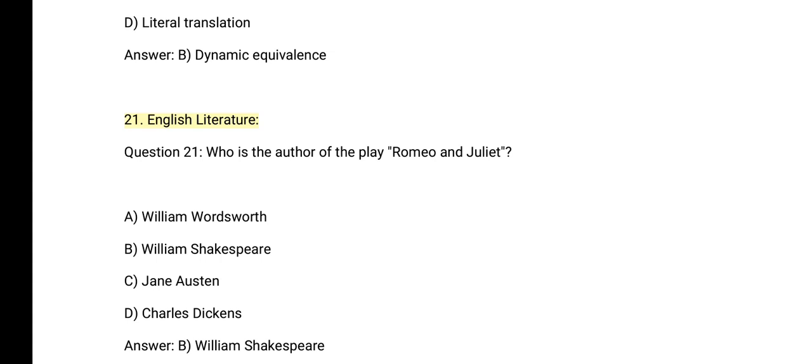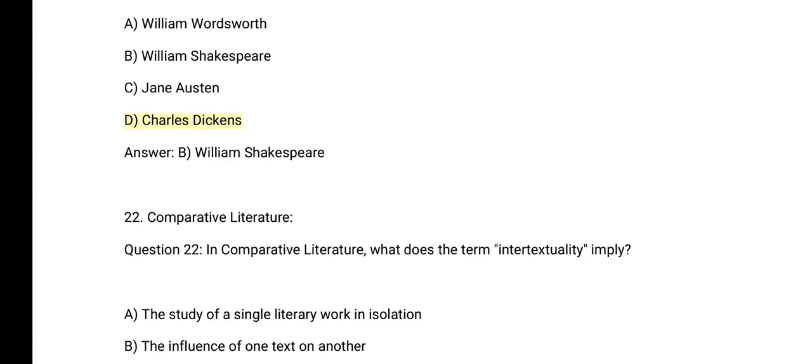21. English literature. Question 21. Who is the author of the play, Romeo and Juliet? A. William Wordsworth. B. William Shakespeare. C. Jane Austen. D. Charles Dickens. Answer: B. William Shakespeare.